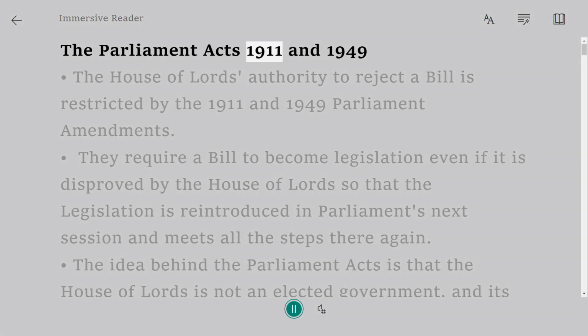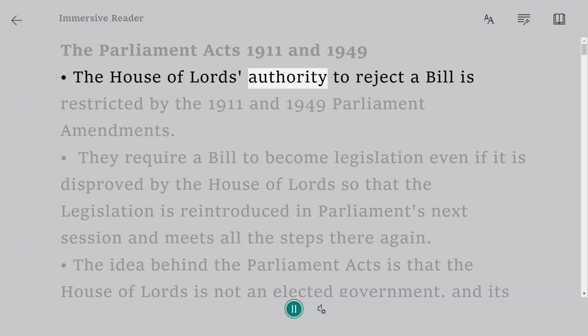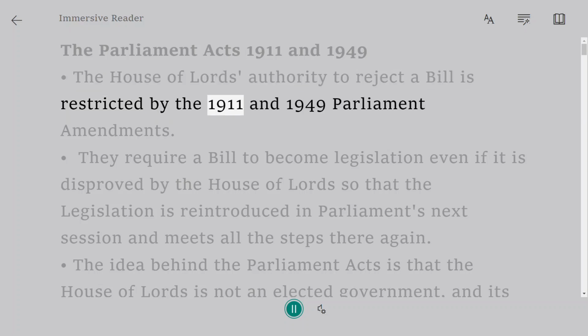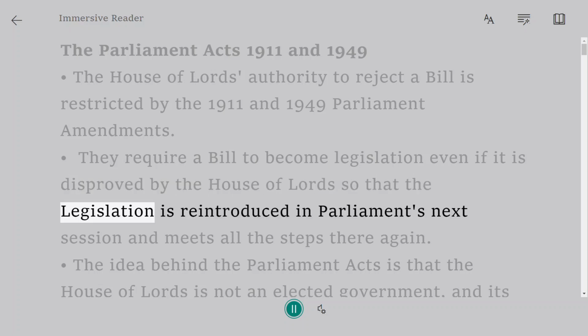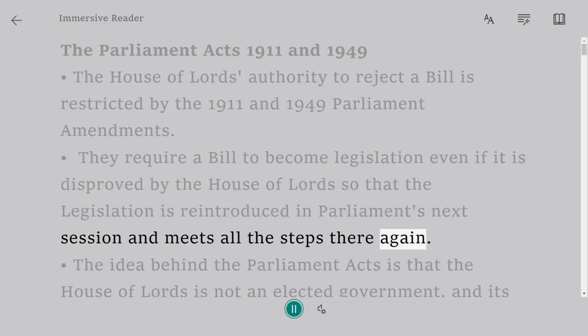The Parliament Acts 1911 and 1949. The House of Lords' authority to reject a bill is restricted by the 1911 and 1949 Parliament Acts. They require a bill to become legislation even if it is rejected by the House of Lords, so that the legislation is reintroduced in Parliament's next session and meets all the steps there again.